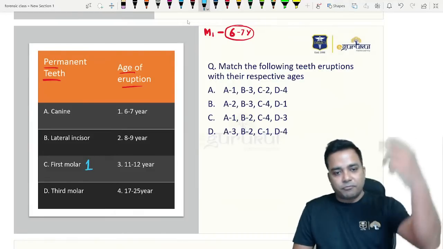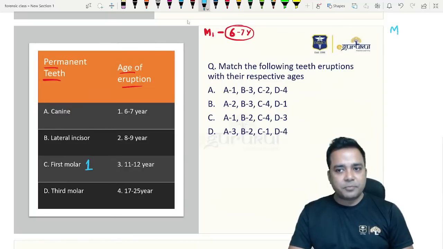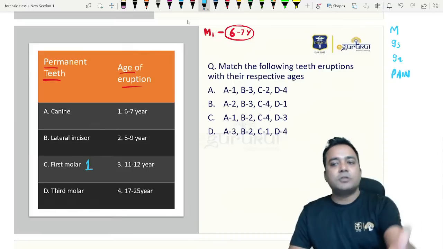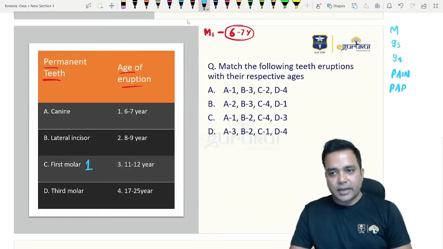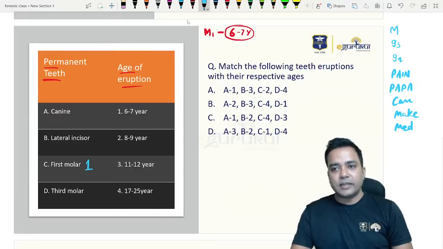Then we know the mnemonic: Whenever mummy is in pain, your papa can make medicine. The question was basically related to this mnemonic. And we have learned in our classes that mummy stands for molar 1, your for central incisor, is for lateral incisor, pain for premolar 1, papa for premolar 2, can for canine, make for molar 2, and medicine for molar 3.